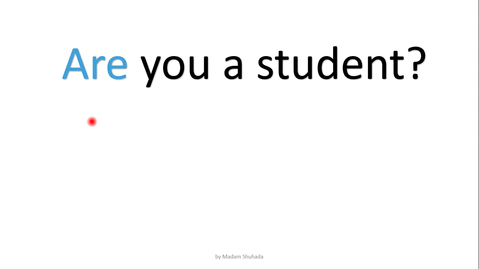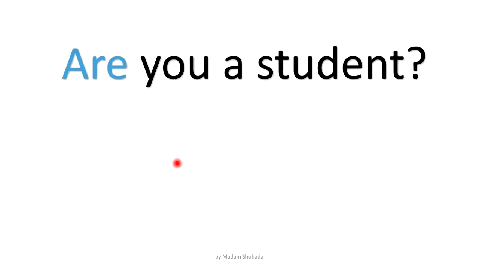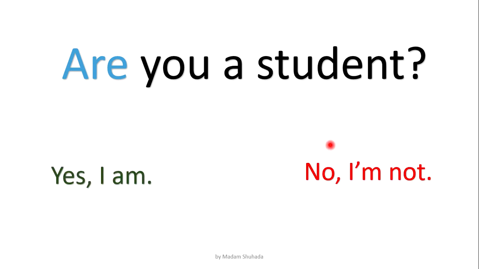If you notice before this, if it is "Is the girl a student?", we answer yes, she is, no, she isn't. Or for a boy, yes, he is, no, he isn't. But when it comes to "Are you a student?", the answer will be yes, I am, no, I'm not. Why? Because the question is referring to yourself, to myself. So the answer must be I am, or I am not, or yes I am, no I'm not. You choose which one is the answer.